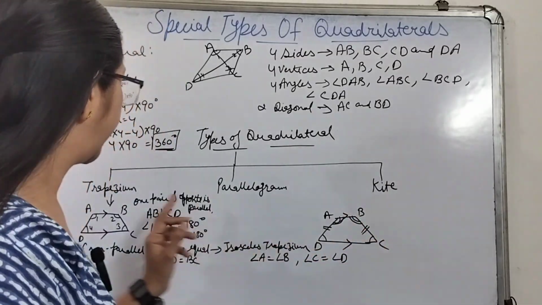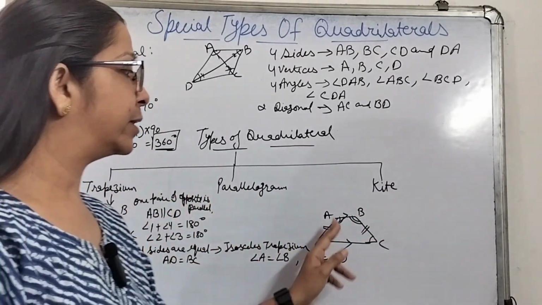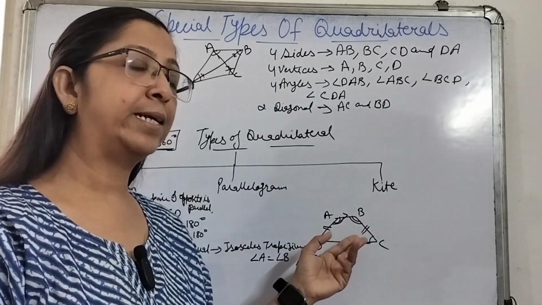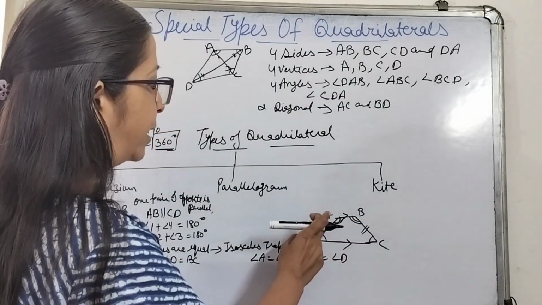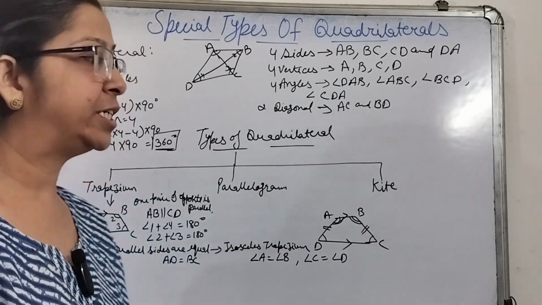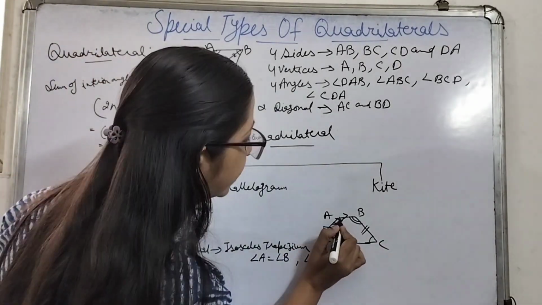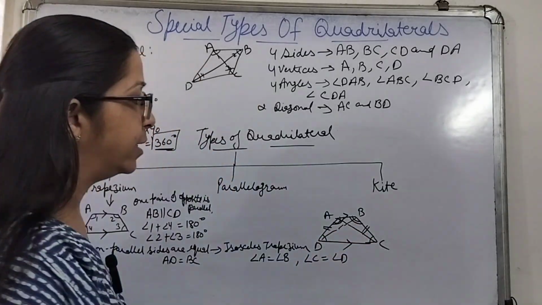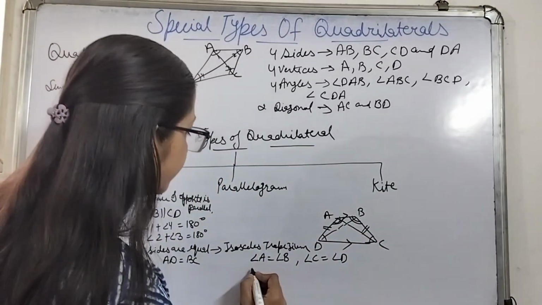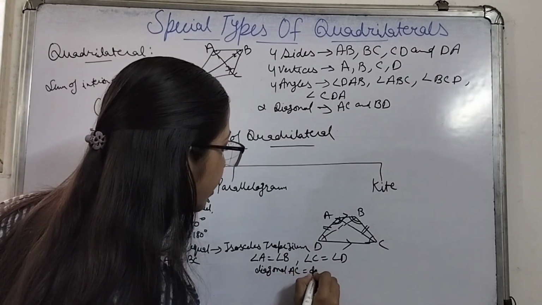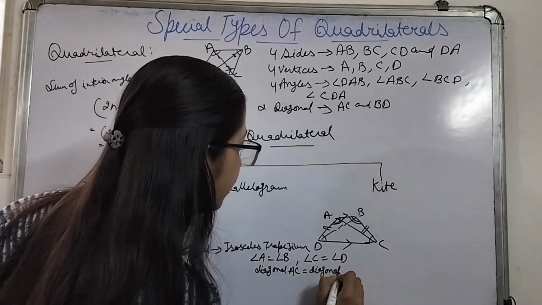Although it is not a property of a simple trapezium, if it is an isosceles trapezium, in that case angle A will be equal to angle B and angle C will be equal to angle D. Along with that, the diagonals will also be equal. Over here we can see there are two diagonals. So diagonal AC will be equal to diagonal BD.